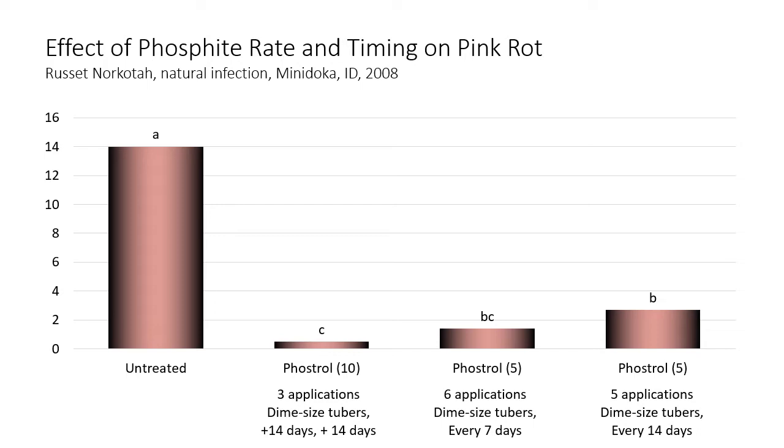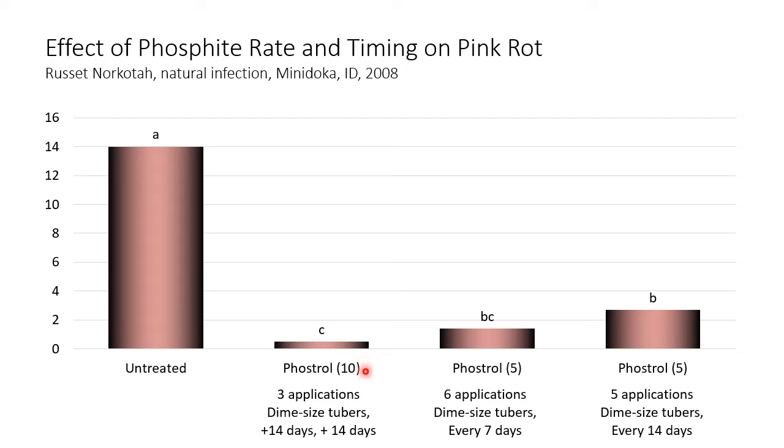That caused us to do some trials looking at using the same total amount of active ingredient, but using lower rates over the season. So we have an untreated check where we had 14% incidence of pink rot. Here we had Phostrol at 10 pints per acre, and we made 3 applications, starting when the largest tubers were dime sized and then repeated on a 14-day interval. And that gave us almost complete control of pink rot in the field. And these were Russet Norkotahs with natural infection.